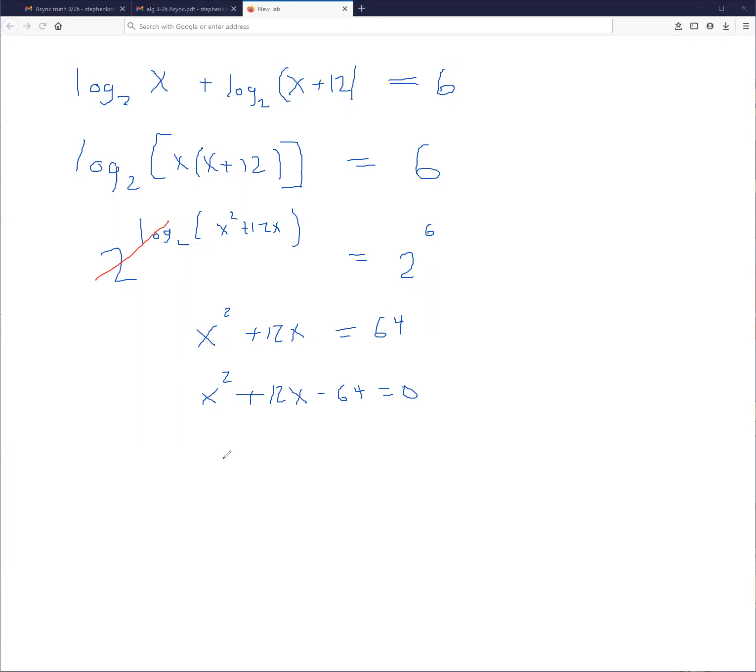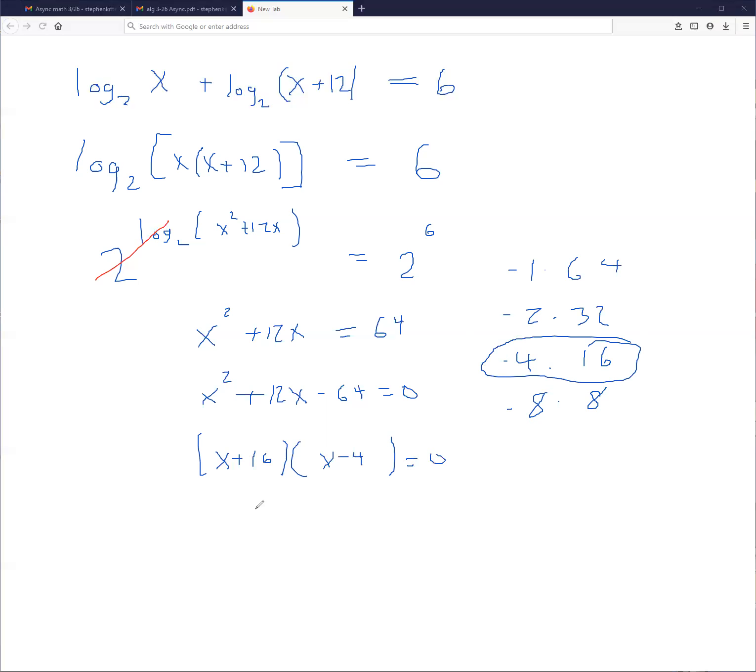And this can be factored. Factors of 64, 1 times 64, 2 times 32, 4 times 16, or 8 times 8. We need a pair that when one of them is negative, that we get a sum of positive 12. That's going to be this pair right here. So x plus 16, x minus 4. So seemingly x is either equal to 4 or negative 16.